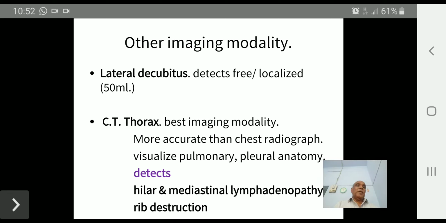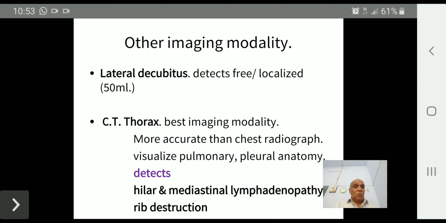CT thorax should be taken mostly when we think about malignancy. CT is the best imaging modality. It is more accurate than chest radiograph. It visualizes the pulmonary parenchyma, pleura, mediastinum and hilar regions.